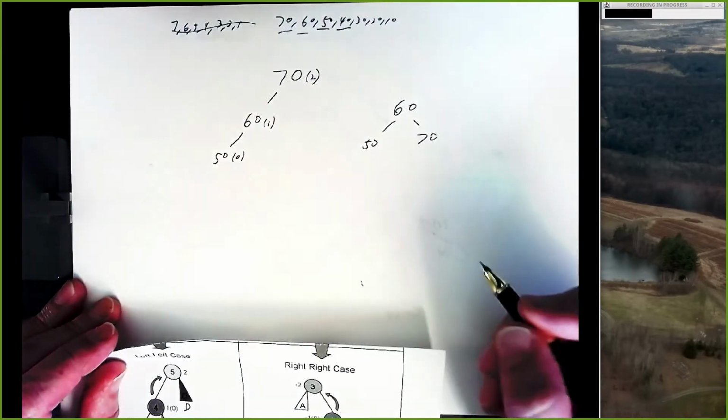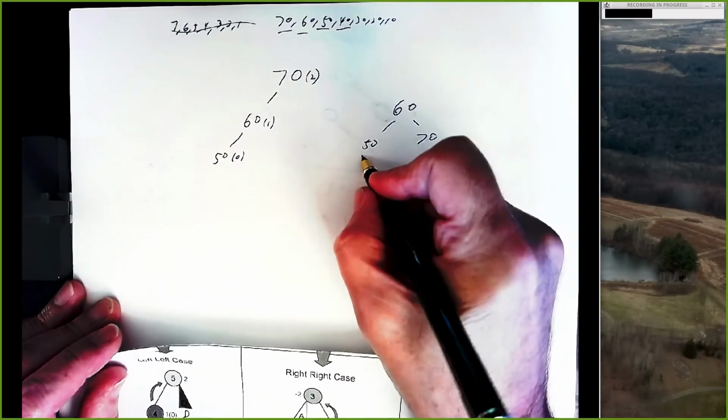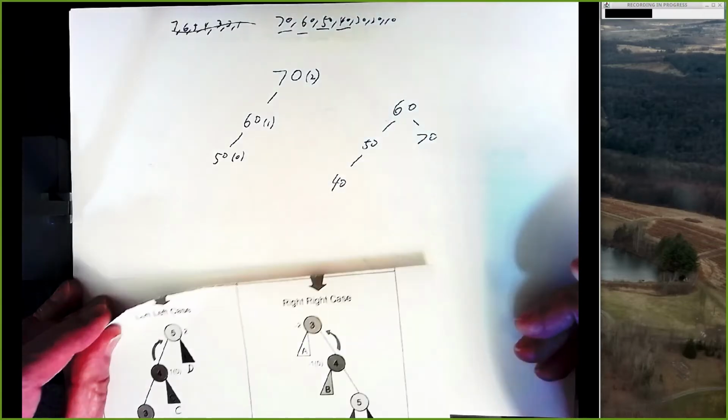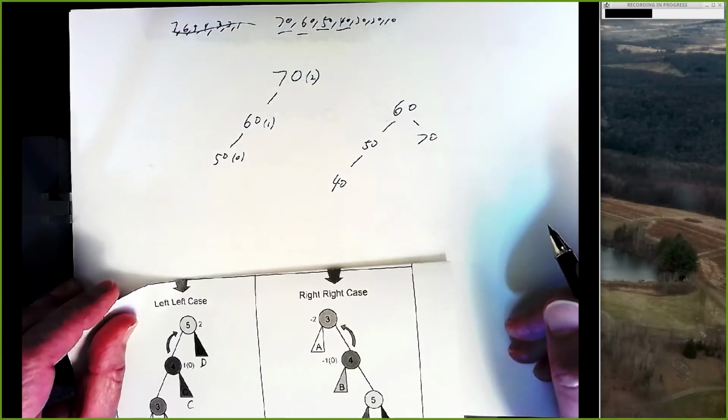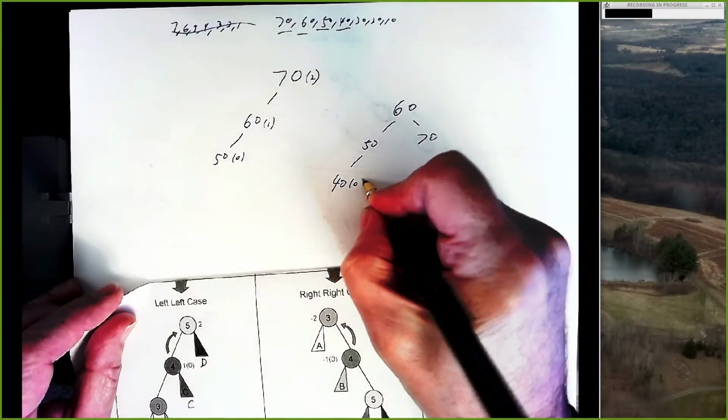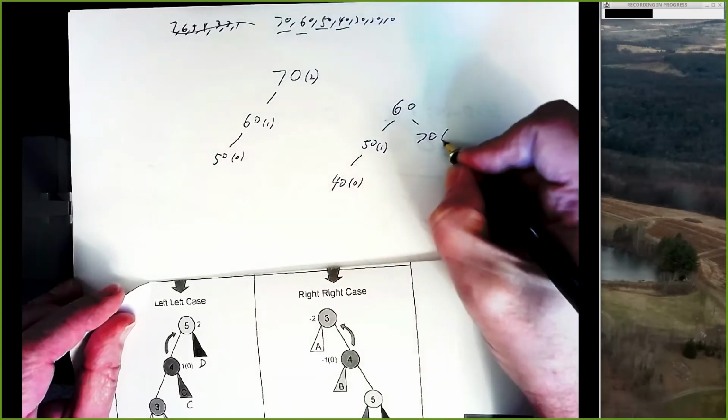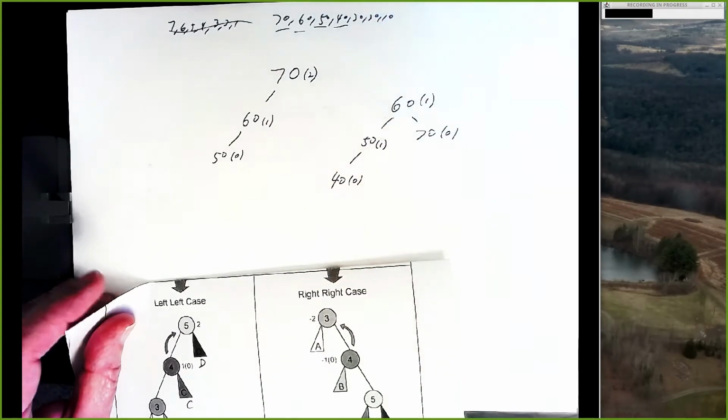Now we get a 40. 40 is going to go to the left of 60, left of 50. That's going to look like this. This will still be balanced. Factor of 0, factor of 1, factor of 0, factor of 1.